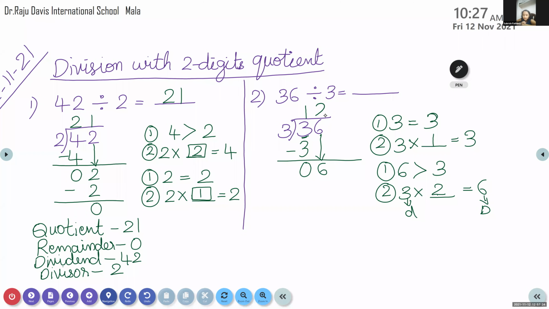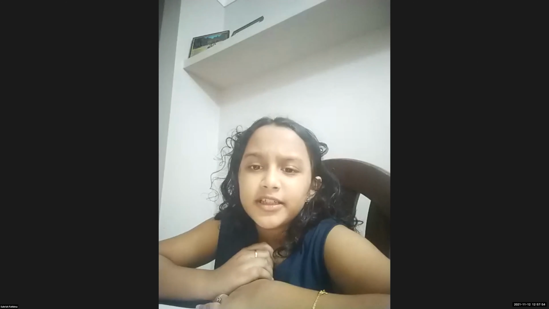And that 6, the product, will come down below 6, and you have to subtract. 6 minus 6 is 0. 0 is lesser than 3, so you have to stop there. The quotient is 12. That is to be written up top. Now you have to write all the details over here. Good, Sehrish.